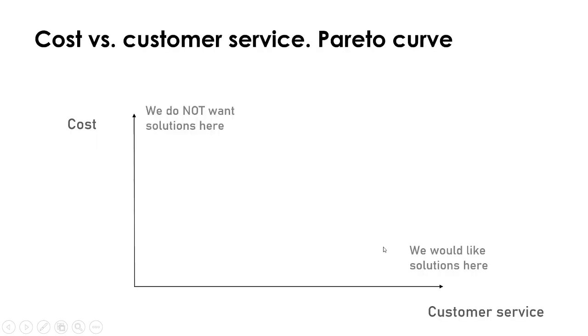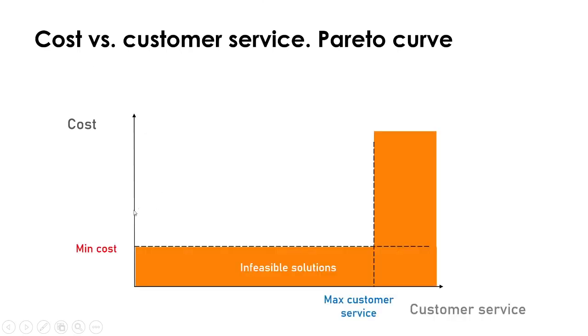Let's see a classical example. If we need to compare solutions, say we are designing the supply chain of a company or any kind of activity where we have cost and customer service, first we might try to find the minimum cost we can have. So we forget about the customer service and try to satisfy all requirements corresponding to the situation, and we try to minimize cost, and we get this number here.